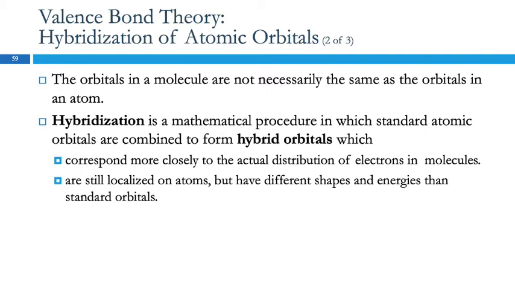Well, so far we've been assuming that the orbitals in the molecule are the same as the orbitals in the individual atoms. But it's not crazy to think that as these atoms come together and their orbitals approach each other, maybe the orbitals are changing in some way as it becomes a molecule. And this is called hybridization. It's really a mathematical procedure in which we take our regular atomic orbitals, which, remember, what are those? Those are like standing waves, described by a wave function. So we take those wave functions and we kind of average them. We hybridize them. And this is going to correspond more closely to the actual distribution of electrons in the molecules. These orbitals are still localized on atoms, but their shapes and energies are going to be different than the regular ones.